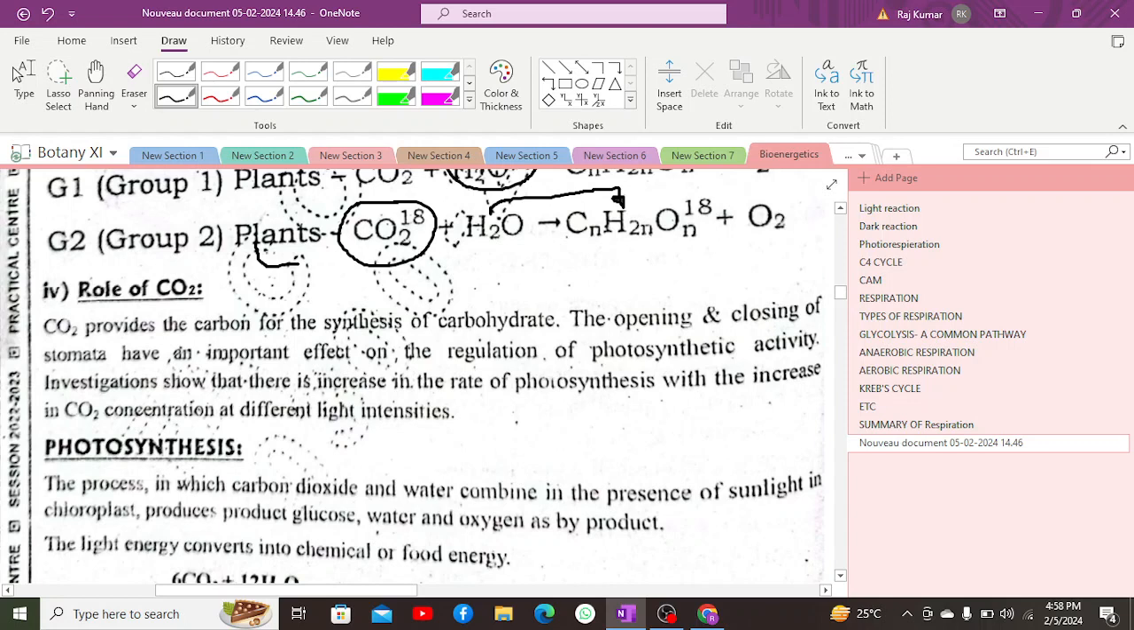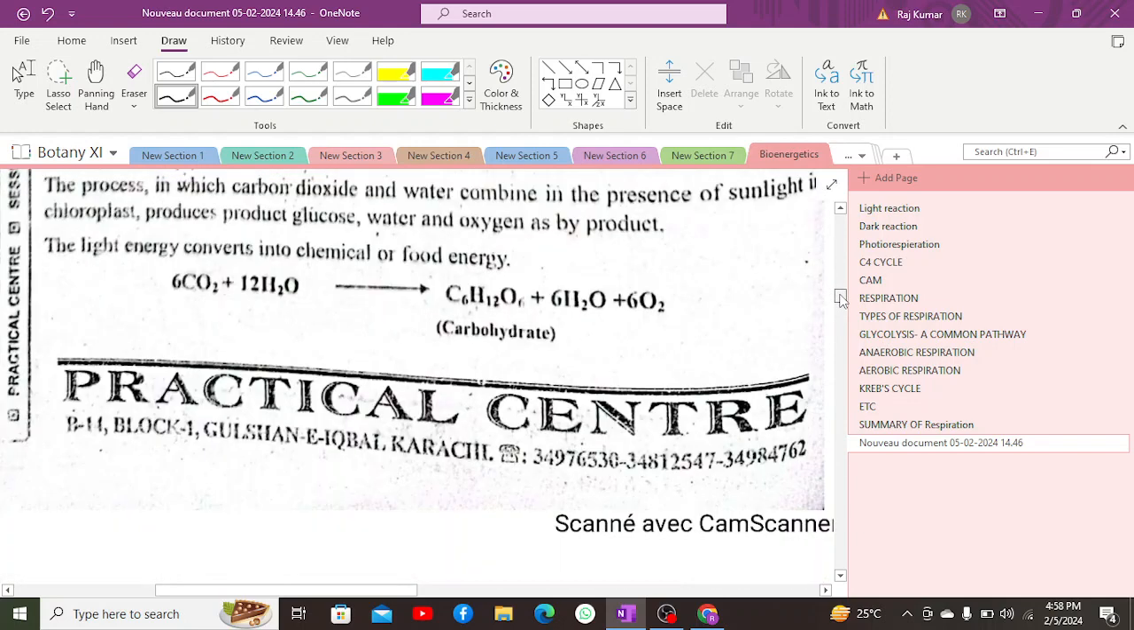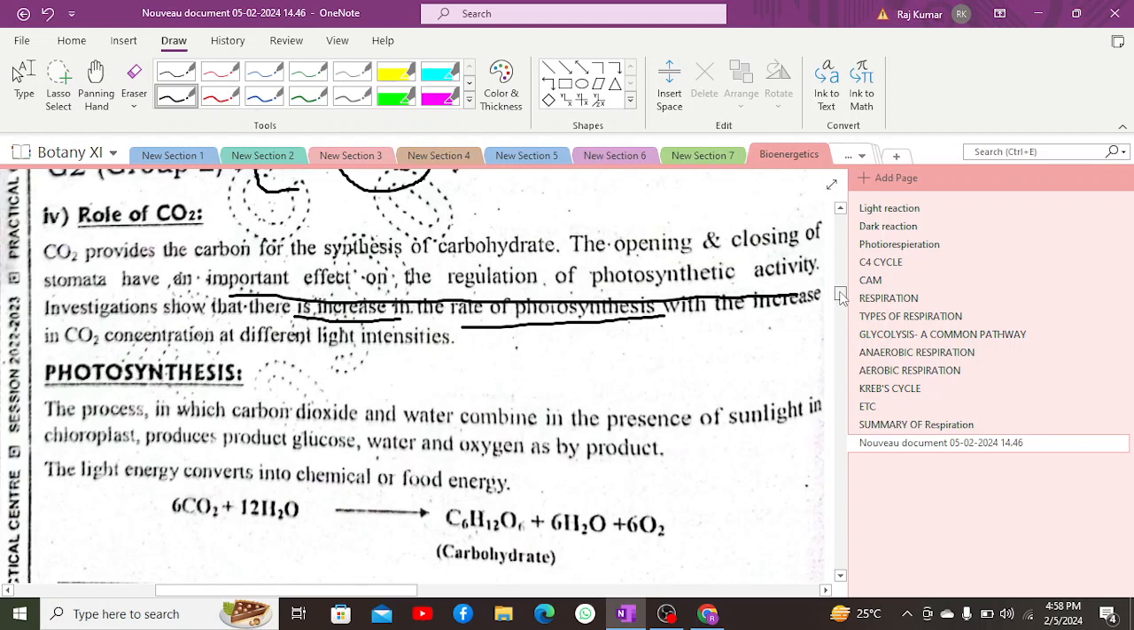Apart from which, when it comes to the role of carbon dioxide, it provides the carbon for the synthesis of carbohydrate. Opening and closing of stomata have an important effect on the regulation of photosynthetic activity. Investigation shows that there is an increase in photosynthesis with an increase in carbon dioxide concentration at different light intensities.